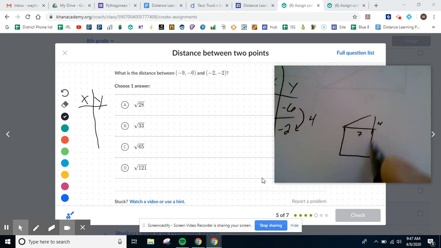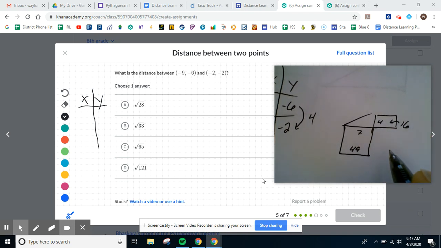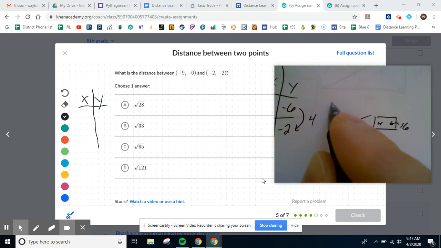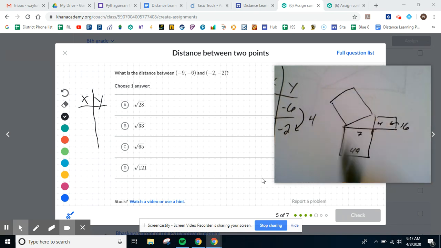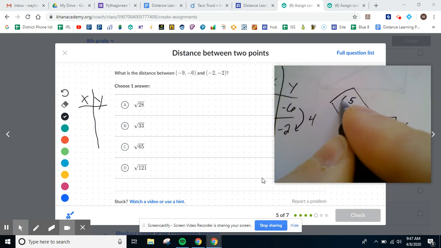So I'm putting a square here. 7 times 7 is 49. Building a square here, 4 times 4. The area right there is going to be 16. To find the area of this big square, I take these two numbers and I add them together. So 9 plus 6 is 15. Carry the 1, right, so that's 2. And 2 plus 4 is 6. So I get 65.